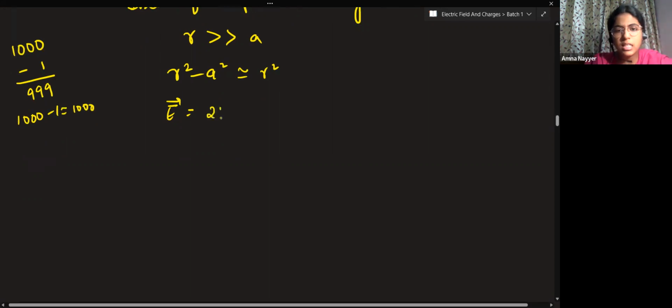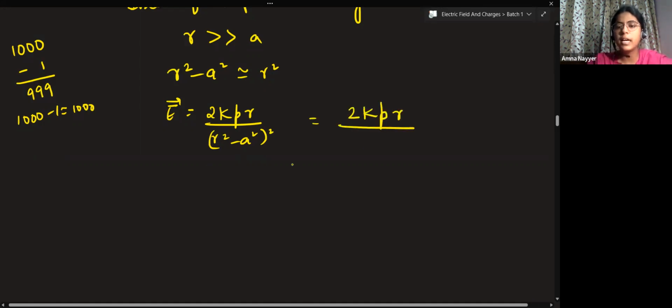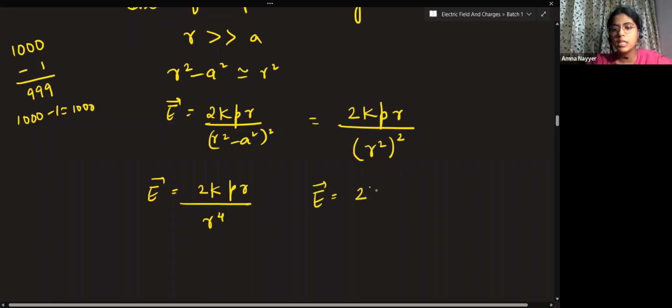So see, electric field was given by 2kpr divided by (R square minus A square) whole square. We can write this R square minus A square as R square only. So this becomes 2kpr divided by, instead of R square minus A square, I can write R square. I have just substituted this as R square, and this whole square will be over here. So electric field will be given by 2kpr divided by R to the power 4. This R will cancel one of its R, and electric field will be given as 2kp divided by R cube.